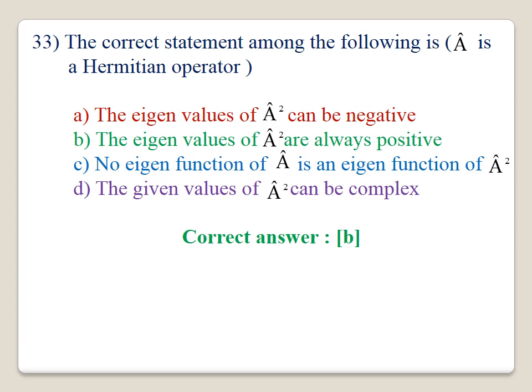33. The correct statement among the following: A is a Hermitian operator. If A is a Hermitian operator, the eigenvalues of A square are always positive. That is the correct statement. B is the correct statement for this question.